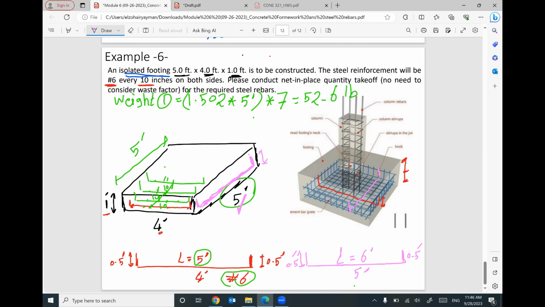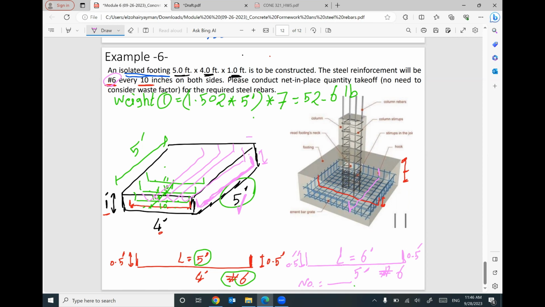Does that make sense? And the size of this rebar is also number 6. This rebar will be repeated every 10 inches. Every 10 inches we will have a rebar. So how many rebars will there be?